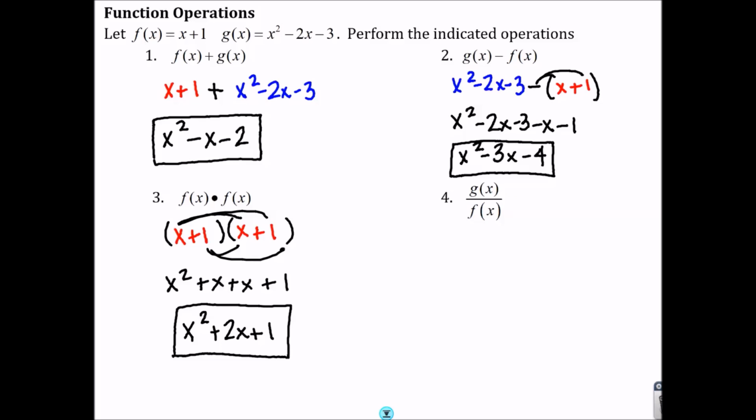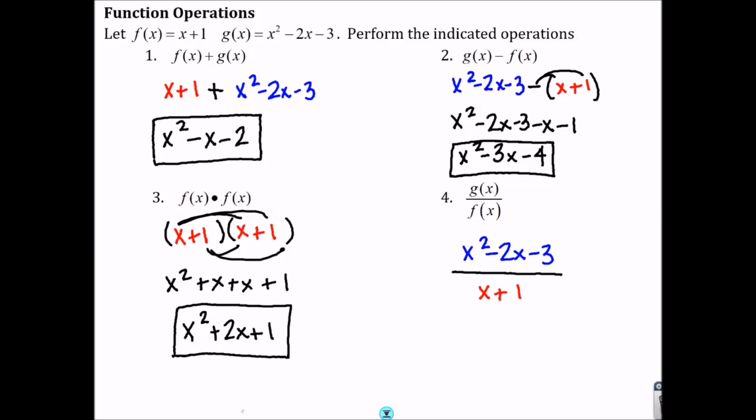Now, division is where it can get tricky. We have g of x divided by f of x. So g of x is x squared minus 2x minus 3. We are dividing by f of x, which is x plus 1. When you divide, you have to cancel factors. You cannot simplify individual terms. So for example, you cannot take negative 2x and divide by x and end up with negative 2. That does not work.